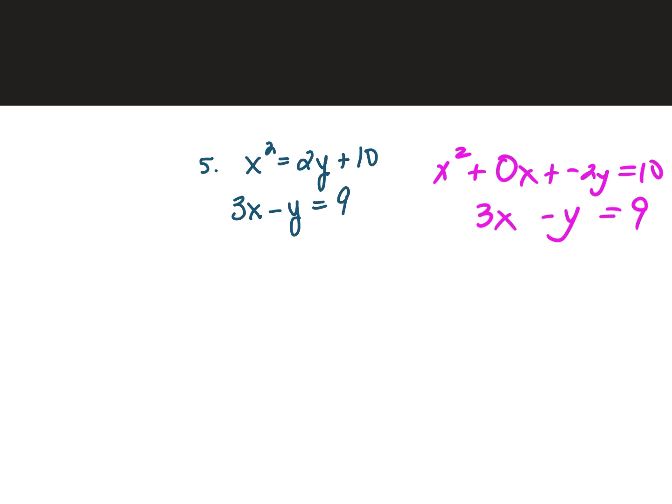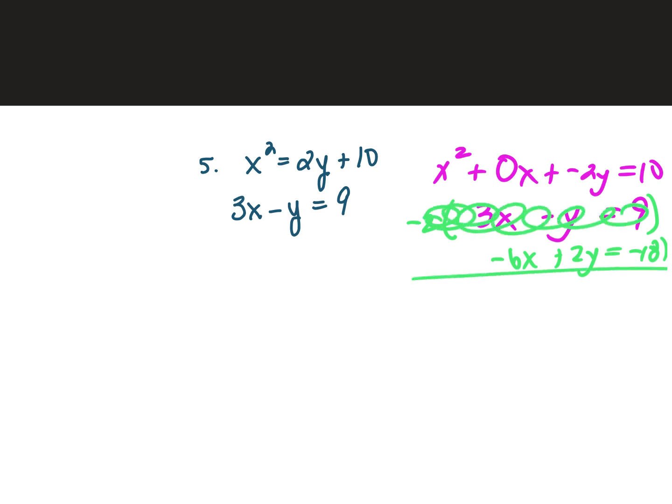Oh, I see it. Never mind. If I did it this way, what would I multiply the bottom one by to get something to cancel out? Negative 2. It's already negative. If I multiply this by -2, guys, what happens here? I have -6x plus 2y equals -18, right? So this is not here anymore.